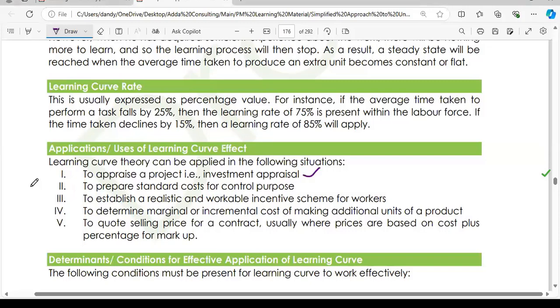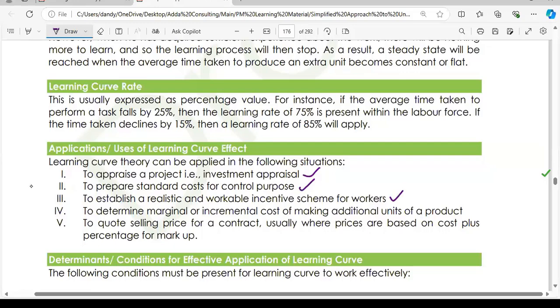Not only that, when a company is preparing standard costs for control purposes, you can also apply learning curve effect, because you are going to need labor, you need material, you need labor when you are determining your standard costs. Number three, to establish a realistic and workable incentive scheme for workers. Again, workers are involved, so labor hours will be required.